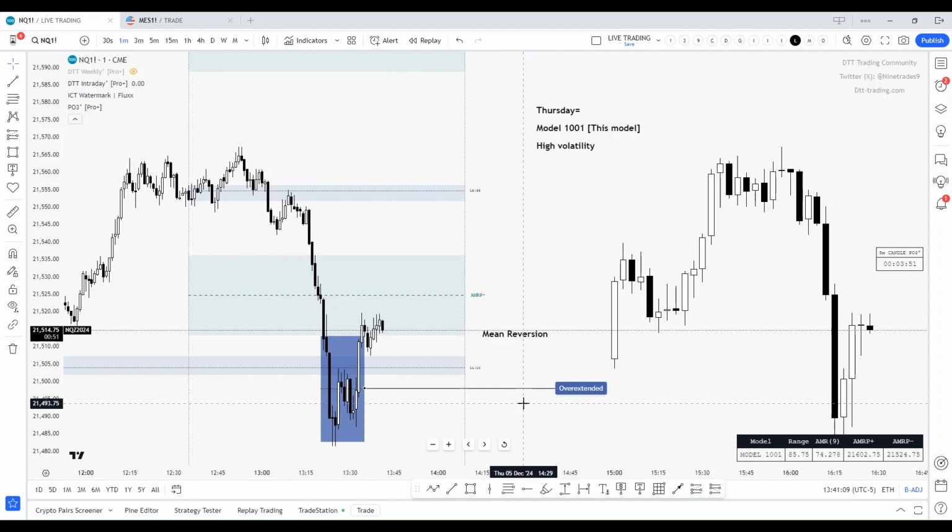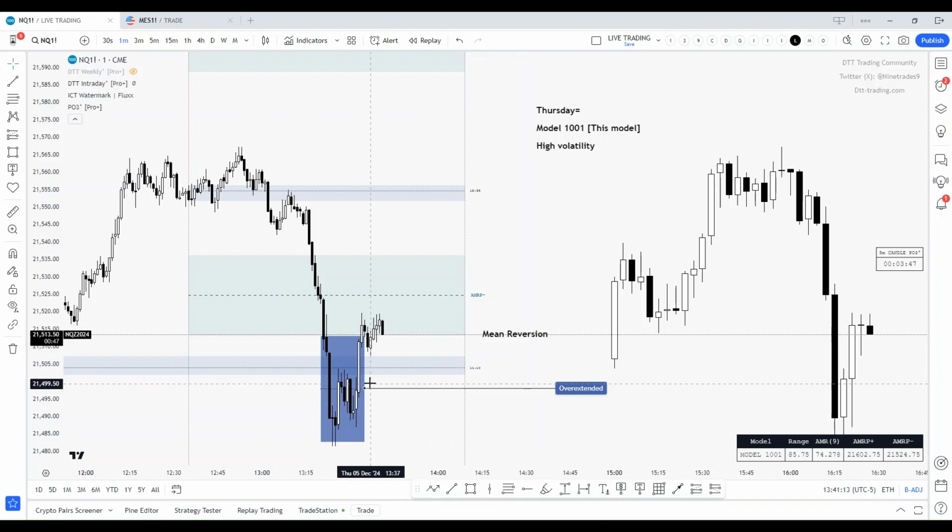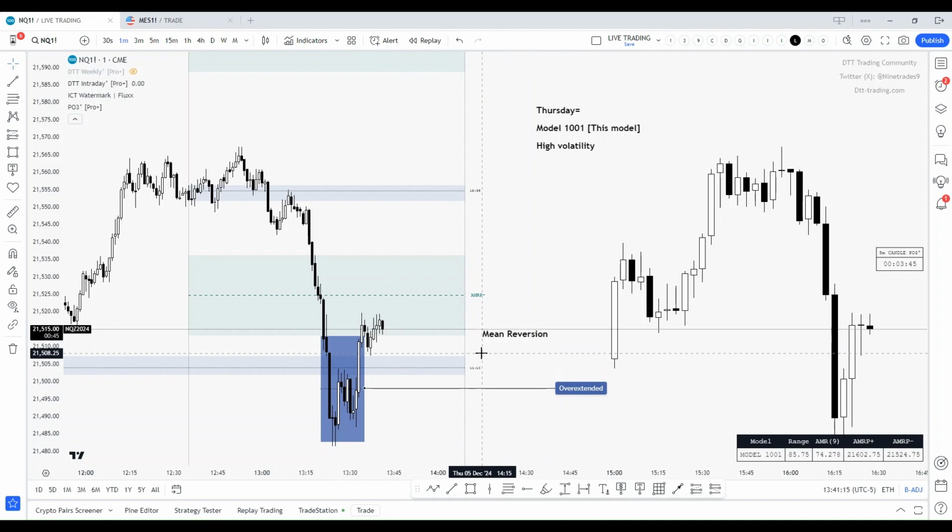Nice. Pancake is a pretty good trader. She took the model 1001 short. So we have that mean reversion possibility here.